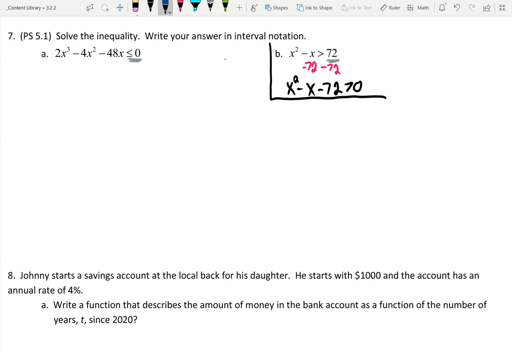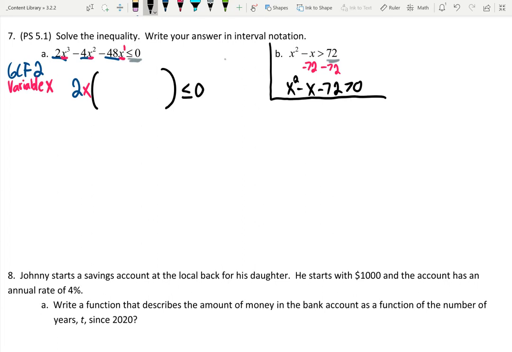For A, the big thing we've got to do is factor out the GCF, which is 2. And we need the variable term that we're going to take out of each term, which is going to be x. The reason I know it's 2 is because 2 goes into all of these numbers. When I look at the variables, x cubed, x squared, x to the 1, I could take out an x in the front. So I'm going to go ahead and rewrite this where I factor out a 2 and I factor out an x, and I'm going to compare this to 0.